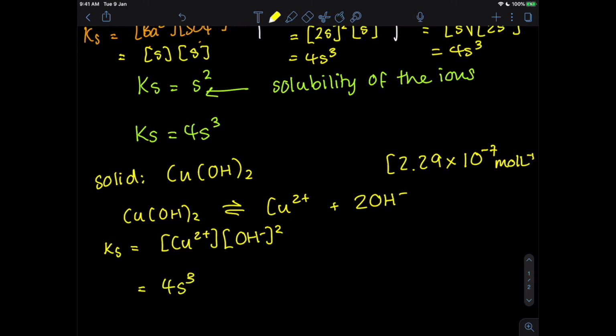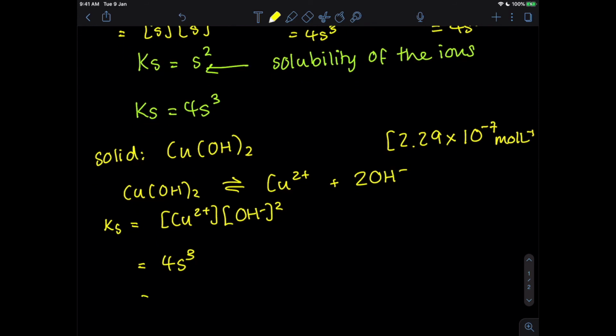Because this is an AB2 solid, it's slightly more complicated than a basic one, which means that you would go 4 multiplied by 2.29 times 10 to the negative 7 cubed. It is really important that you cube this first and then multiply by 4, rather than multiplying your concentration by 4 and then cubing, because you get a different number. So you have to cube S first, then multiply it by 4.